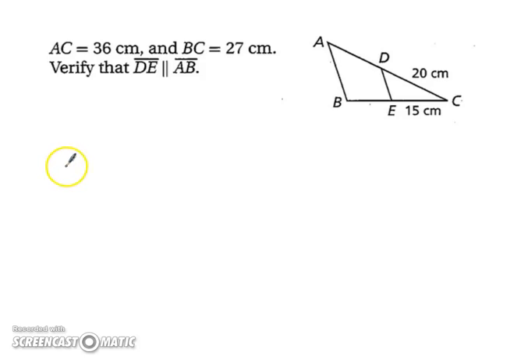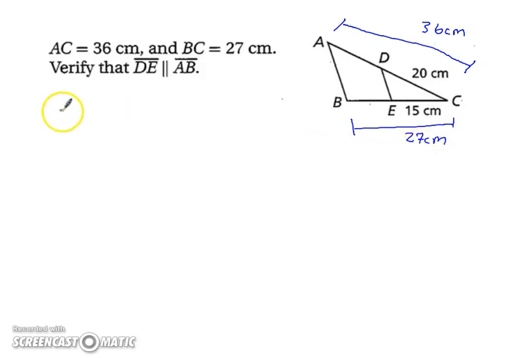Now that you've had a moment to try this next one on your own, let's try it together. They gave us that AC equals 36, so from A to C is 36 centimeters. And then they gave us from B to C is 27 centimeters. We want to figure out what AD is, and to do that we take our 36 and subtract our 20 to get 16 centimeters. We also want to figure out what BE is, so we take our 27 and subtract 15, which will give us 12 centimeters.